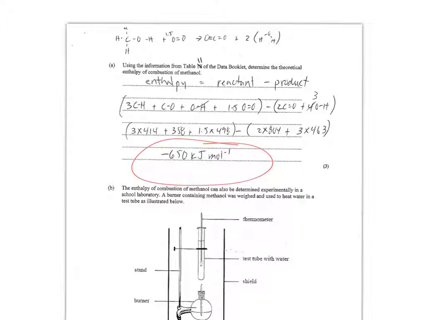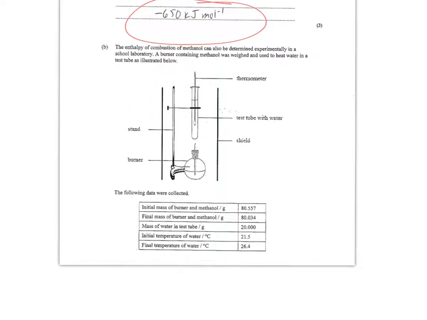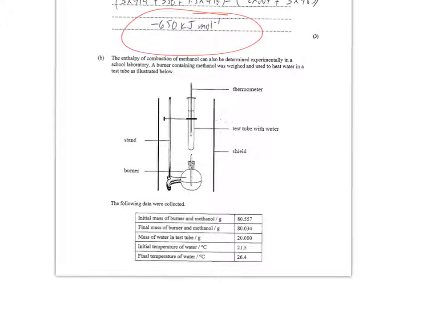Then part B says, here's some data where we actually did it in a calorimeter. Here's our initial and final mass, so I could subtract those to find out how much methanol I burned. Here's the water I used, and here's the temperature change. So on the page, I could calculate the amount in moles of methanol used. So here's my initial and final mass. So I had 0.523 grams divided by the molar mass of methanol. I came up with 0.0163 moles of methanol. Calculating the heat absorbed by the water is just the 20 grams of water times the specific heat of water and the temperature change, and then dividing by 1,000 to get the kilojoules.